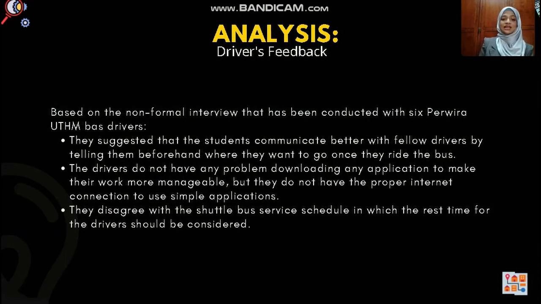Next is an analysis of the drivers' feedback. This survey was conducted through non-formal interviews, because when I handed out the Google form, they didn't know how to use it since they don't have any Google email. So I interviewed six Pewira bus drivers in person. They suggested that students communicate better with the drivers by telling them beforehand where they want to go once they enter the bus.